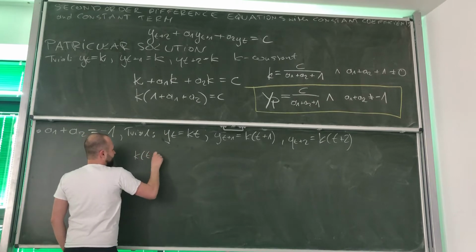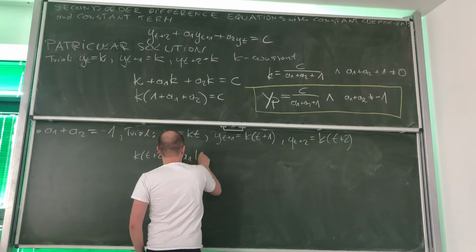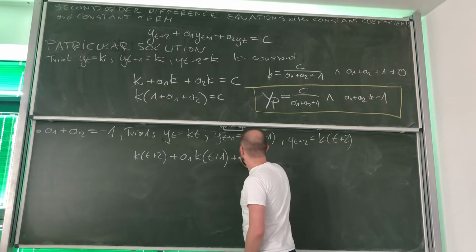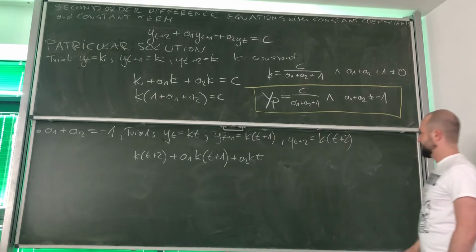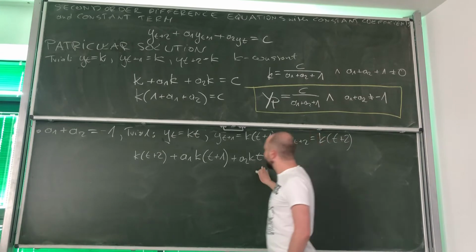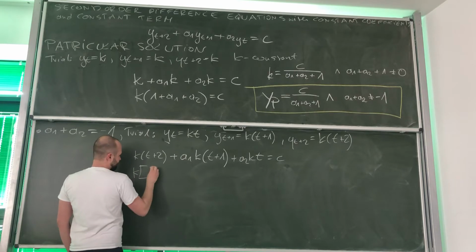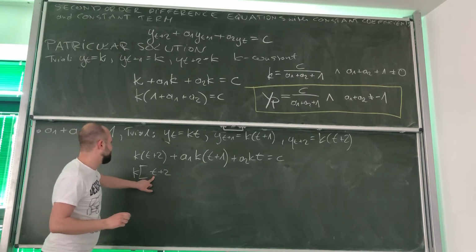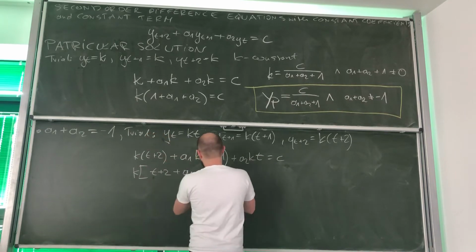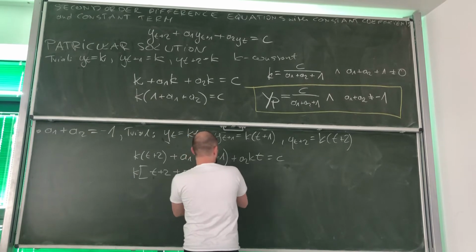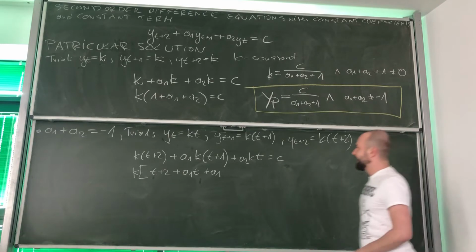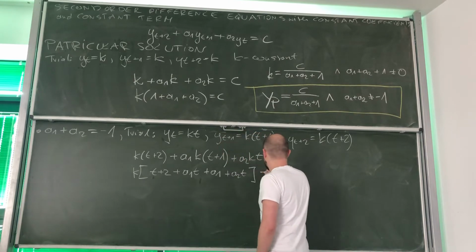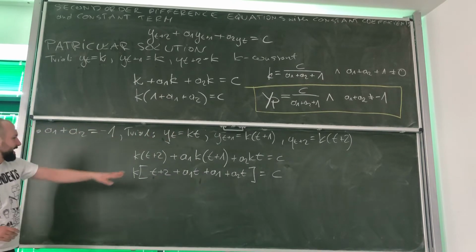We've got k(t+2) plus a1 k(t+1), right? And we've got a2 k t equals c. Okay, we clearly see that k can be easily taken out. And then we've got t plus 2, and over here we've got t plus 2 plus a1 t plus a1, right? And out of this we've got plus a2 t equals c. Okay, we need to rearrange these expressions slightly.